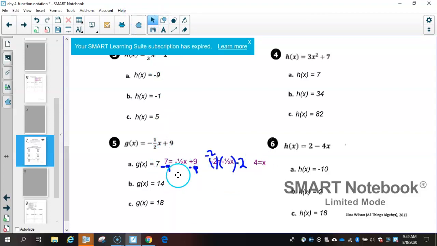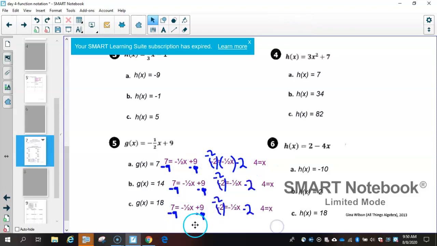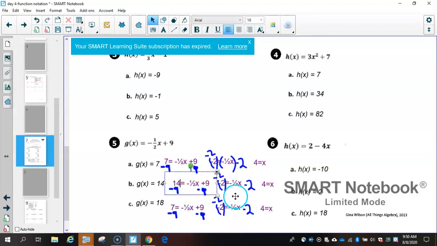Right? And then I'm going to copy some of this because we're going to be doing the same things basically. And then I'm just going to go ahead and change some things. So now our y value is 14. So we're still subtracting 9 because the problem hasn't changed. So when we subtract 9 from 14, we get 5.